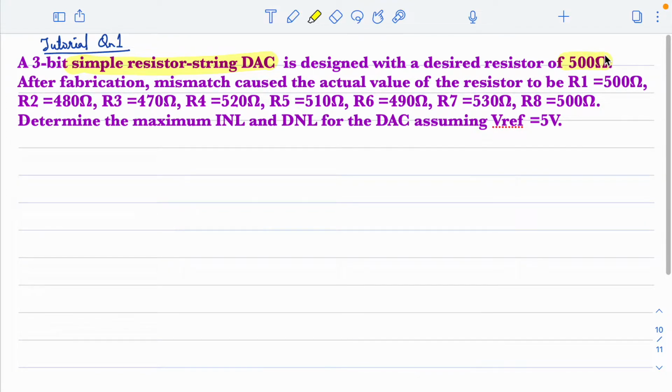So we know that generally all the resistors we use are equal. In this specific question, the desired resistance value is 500. In the example we did before, it was 625 ohms, but for this specific DAC, the expected or desired value is 500 ohm. But after fabrication, due to mismatches, the actual values of resistors R1 to R8 are getting varied. So can you give a try on how to find the solution for this?